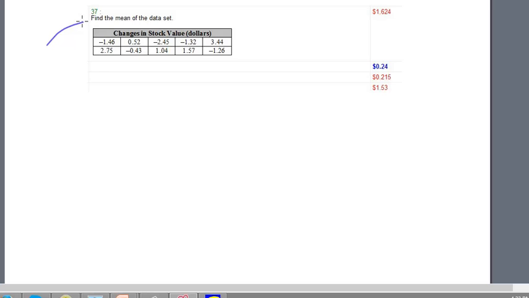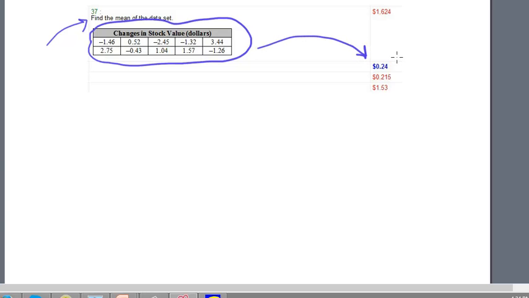Okay, in this one, find the mean. So it wants the average. So all you're going to do is add all of these 10 numbers right here. You're allowed to use a calculator and divide by 10. I'm not going to do that because you can do that on your calculator. And when you do that, you'll get 0.24 or 24 cents as your average.